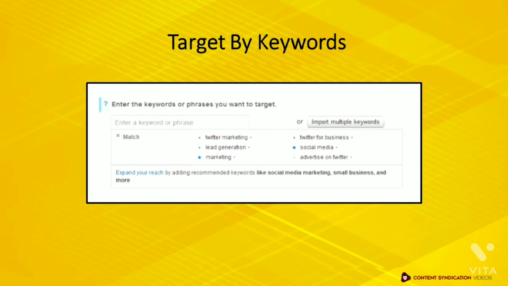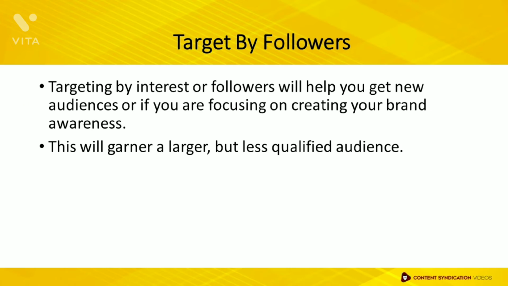Targeting by keywords allows you to reach people that search, tweet, or engage with specific keywords. Targeting by keywords is beneficial if you are searching for users with potential product interests or purchase intent. This option will give you a small but more focused audience. Targeting by interest or followers will help you get new audiences, or if you are focusing on creating your brand awareness, this will garner a larger but less qualified audience.